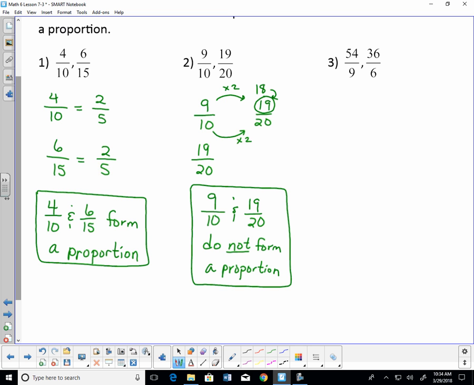How about 54/9 and 36/6? Well, let's see. The greatest common factor of 54/9 is 9. 9 divides into 54 6 times. 9 divides into 9 1 time. The greatest common factor of 36/6 is 6. 36 divided by 6 is 6. 6 divided by 6 is 1. 6 over 1 is equal to 6 over 1. So 54/9 and 36/6 do form a proportion.